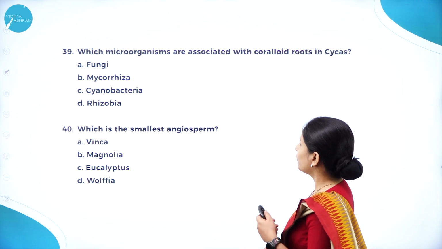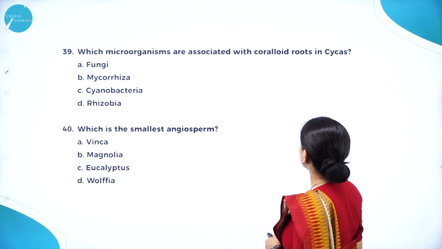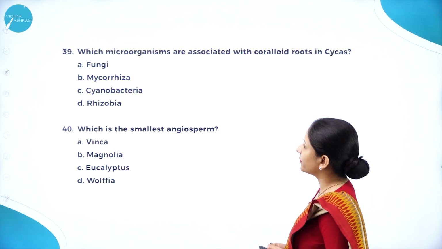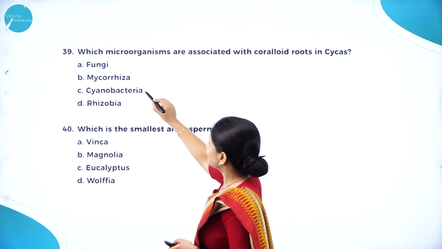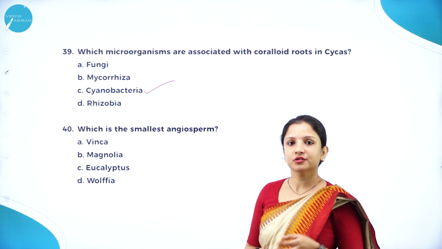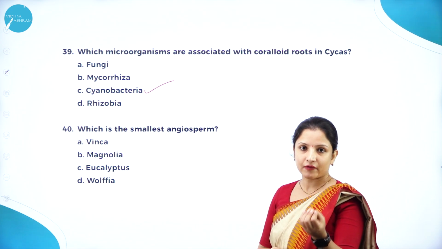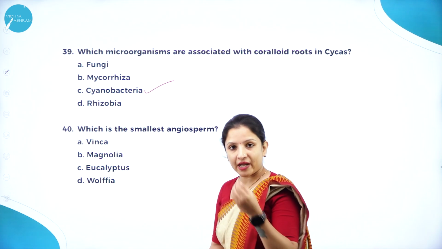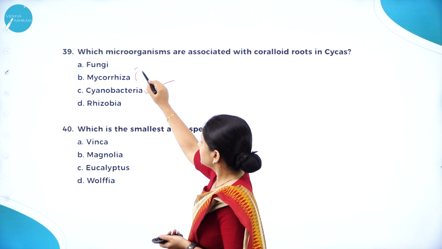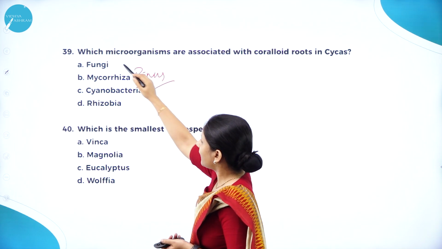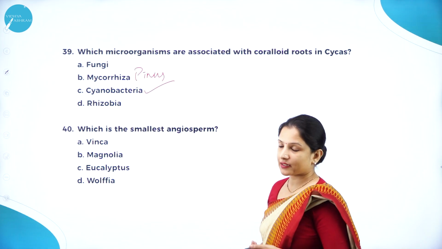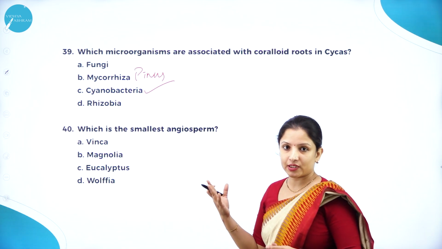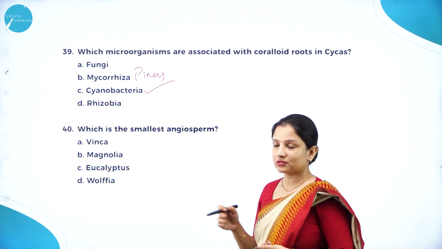Next question, which microorganisms are associated with coralloid roots in Cycas? Fungi, mycorrhiza, cyanobacteria, rhizobia. It is cyanobacteria. In the coralloid roots of Cycas, cyanobacteria will be present, which help in nitrogen fixation. But in Pinus, it is mycorrhiza. Mycorrhiza you find in Pinus and it is a fungus. Cyanobacteria is a bacterium which is also called blue-green algae. Rhizobia you find in leguminous plants, so it has nothing to do with Cycas.